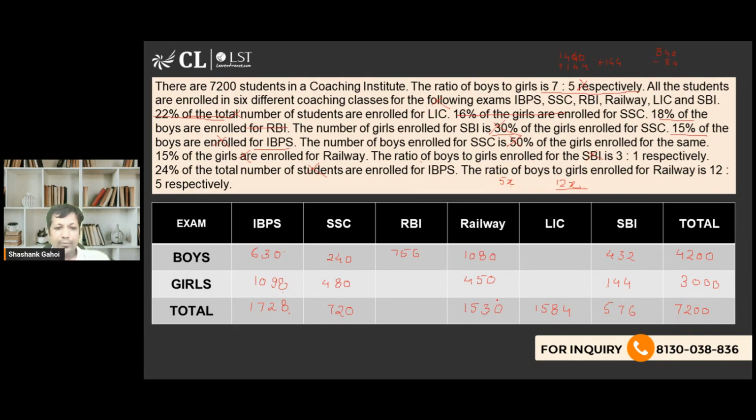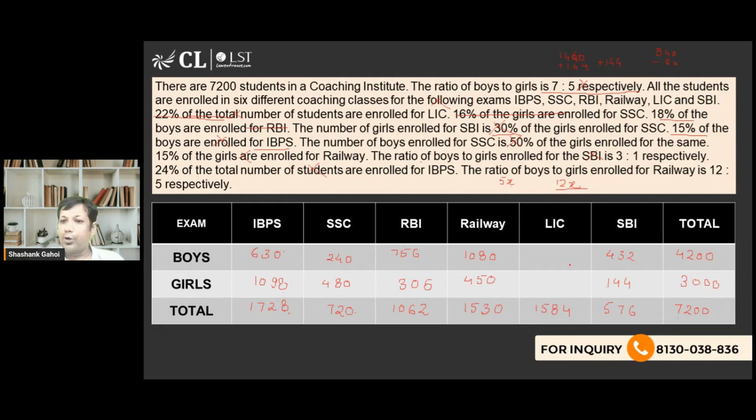So if this value is 1530 and the sum of all these values should be equal to 7200, then how am I going to get this value? 7200 minus all these values, and you are going to get 1062. So basically I got this value, and from here I can get the number in railways and RBI, that is going to be 306.